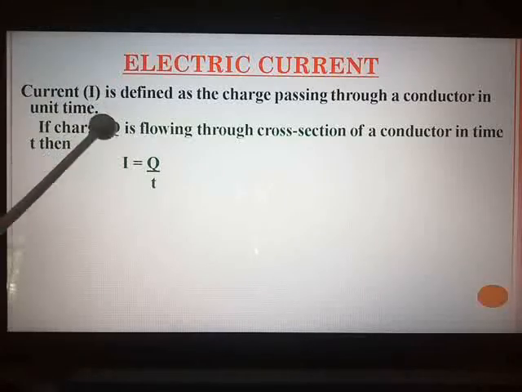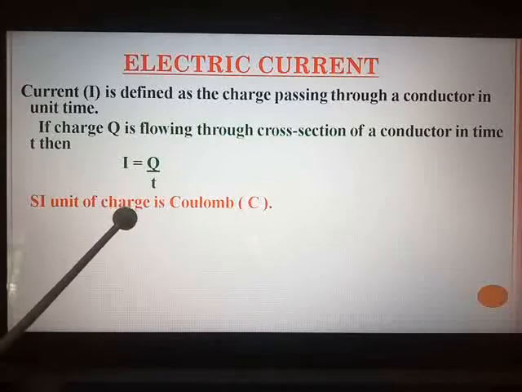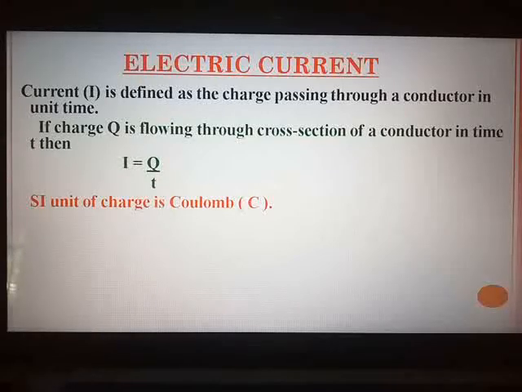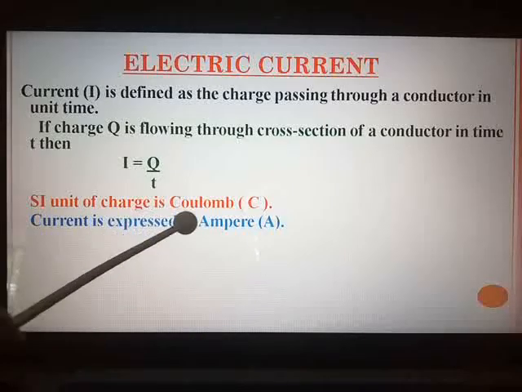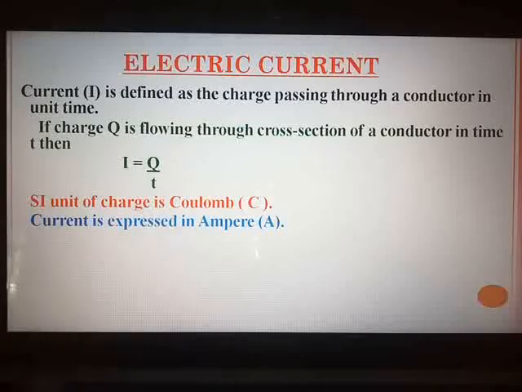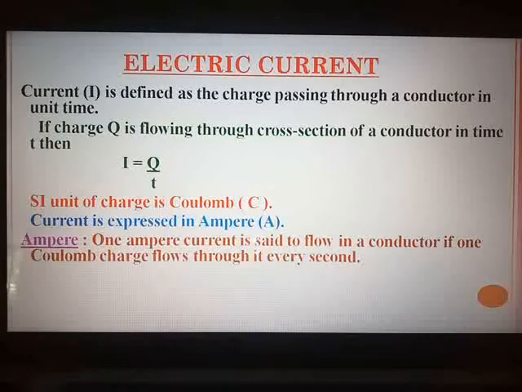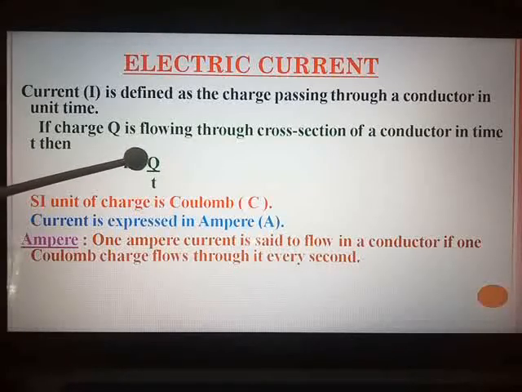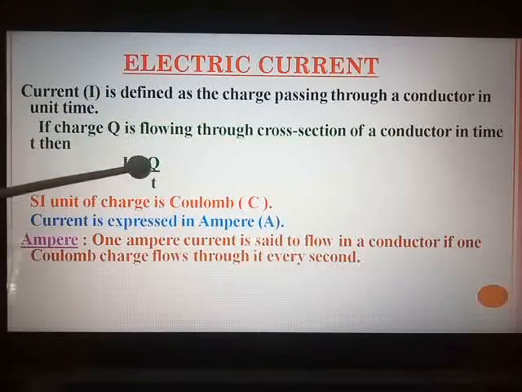Now we are going to see what is the unit of this charge, what is the unit of this current. So the SI unit of charge is coulomb, that is capital C. So when you are going to denote electric charge, it will be in coulombs, that is capital C, and current is expressed in ampere. Now why ampere, I will show you in the next slide. It is also in honor of one of the French mathematicians, Andre Ampere. So you can say that the current flowing is 1 ampere, when 1 coulomb of charge flows through a wire in 1 second, that is every second.